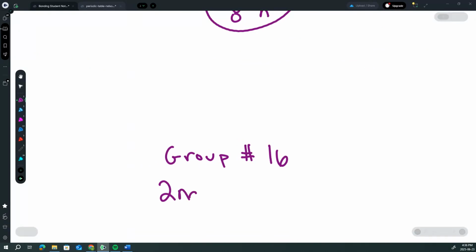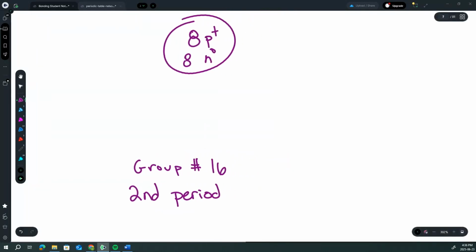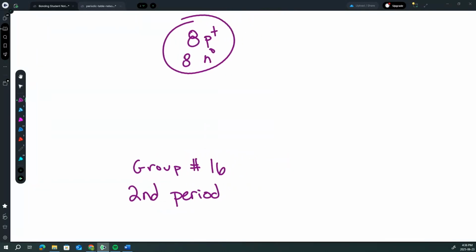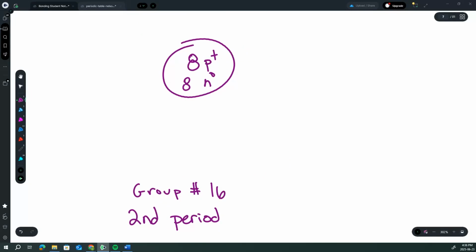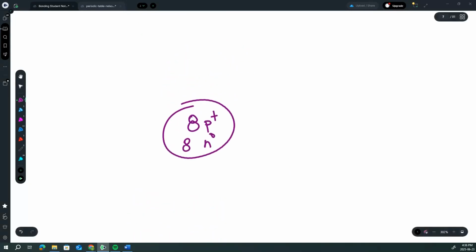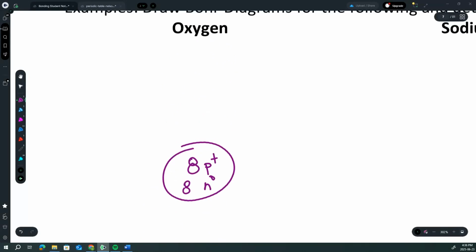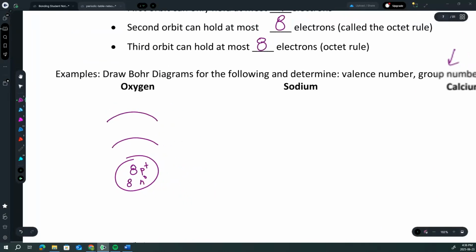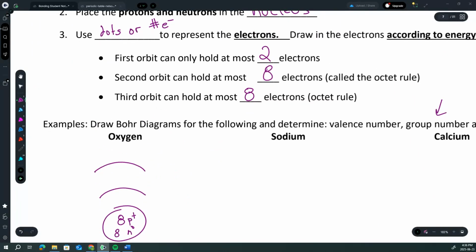So I'm going to say, okay, second period. Why do I care about that? It's because the number of the period corresponds to how many energy levels you need to draw. So because it's in the second period, I'm going to draw 2 orbits, or 2 energy shells, whatever you want to call them. Now I'm going to pay attention to how many electrons each orbit can hold.